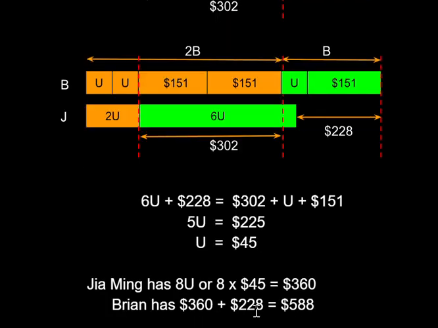Once I know U is equal to 45, we can straight away calculate how much Jia Ming had initially, which is 8U, 8 times 45, which is 360. And since Brian has 228 more, it must be 360 plus 228. So Brian has $588. Hope that helps.